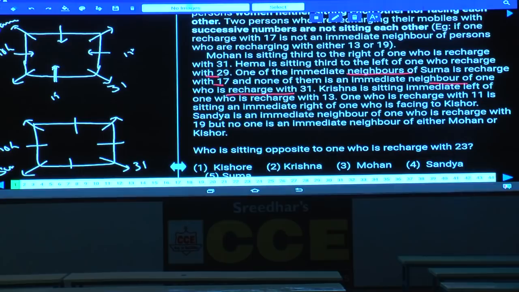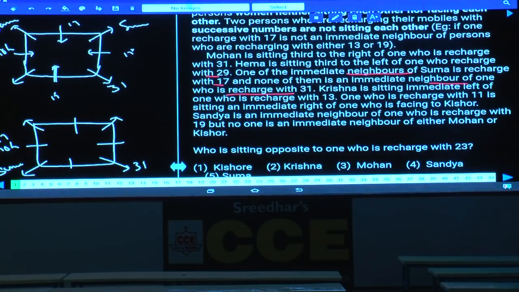Suma. If Suma is here and 17, then one of the immediate neighbors of Suma recharged with 17, and this Mohan can be with 17. There is a possibility or not? And again one more possibility is also there. What is the other possibility, tell me here? If Suma is here, then 17 can be at this place. There are 3 possibilities, isn't it? Hence, in this one as there are 3 possibilities, are you getting the answer here? Yes, how many of you got the answer here?